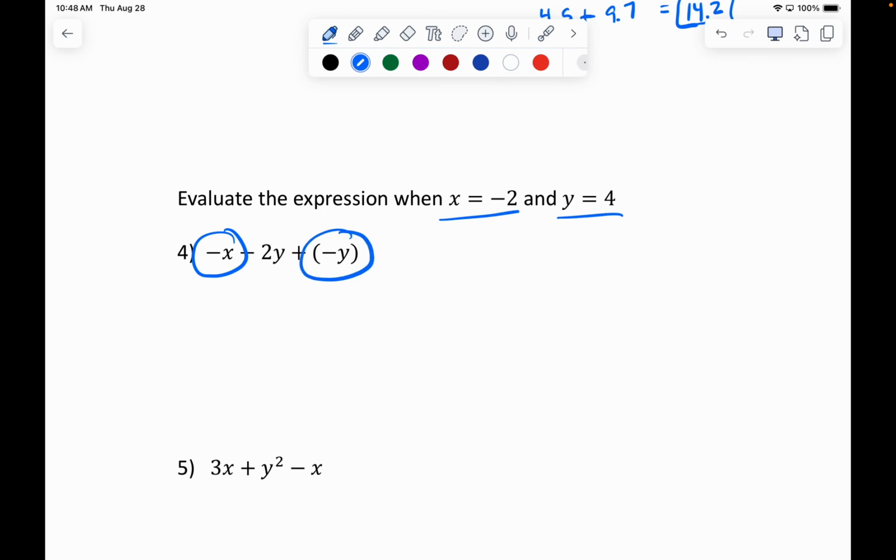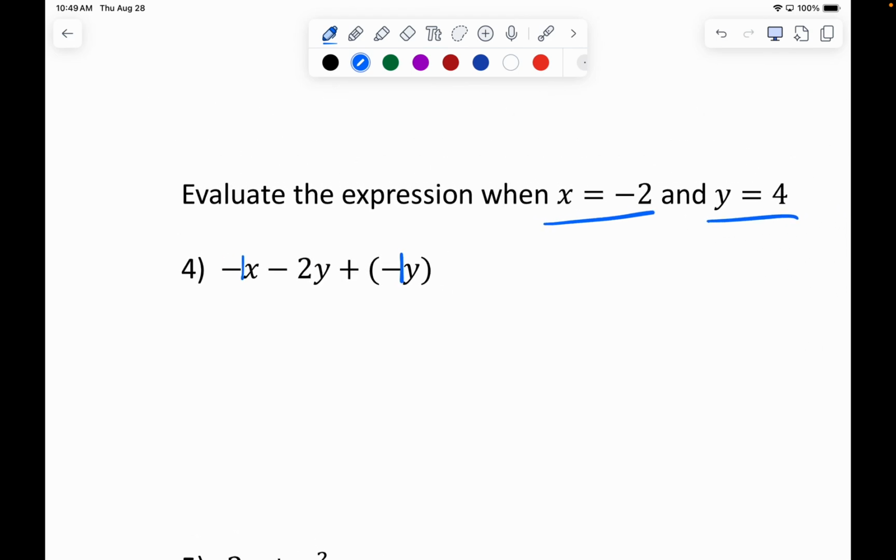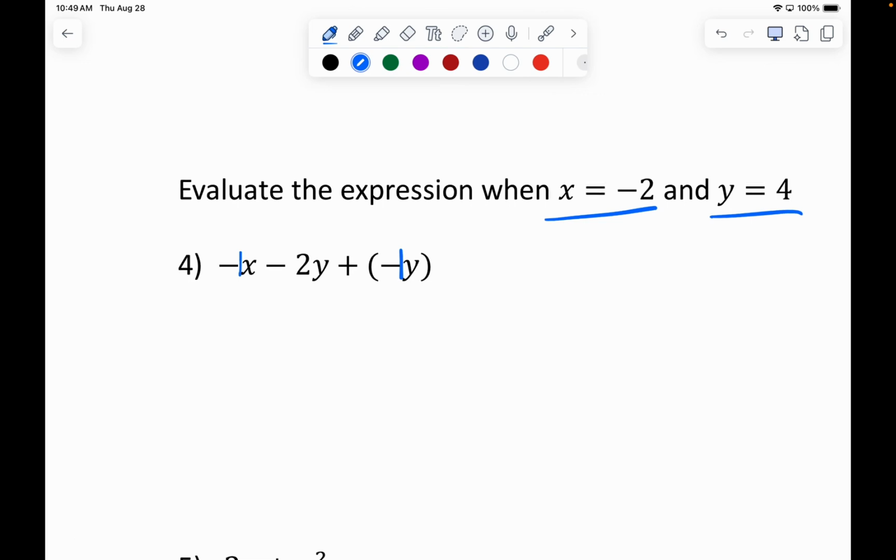Okay, with a negative sign in front of the x and a negative sign in front of the y. Here in the beginning of the year, really think of it like this. That negative sign, think of that as a -1x and a -1y. That's -1 times x, -1 times y. Think of it that way as we put these numbers in, because it's really easy to make a mistake on your sign because of these.